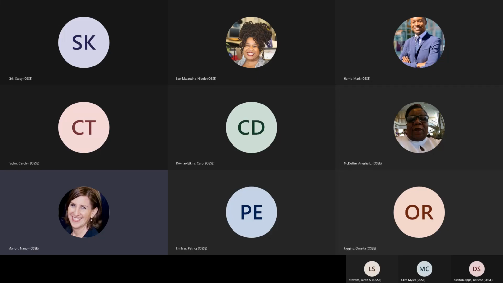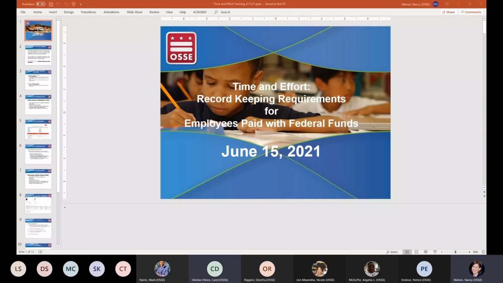This is a training on time and effort. It's record keeping requirements for employees that are paid with federal funds. So this training today is only for OSSI employees. This is not for your grantees. This is just the record keeping that OGMC does for the agency for anybody who is paid with federal funds, and the record keeping that we have to keep for when we have an audit of the agency.